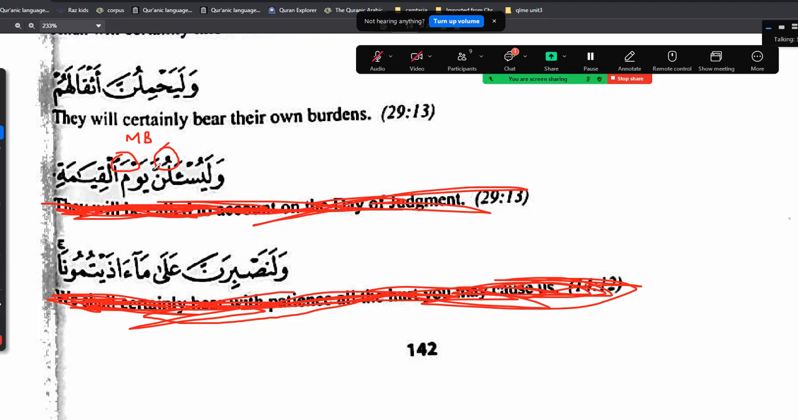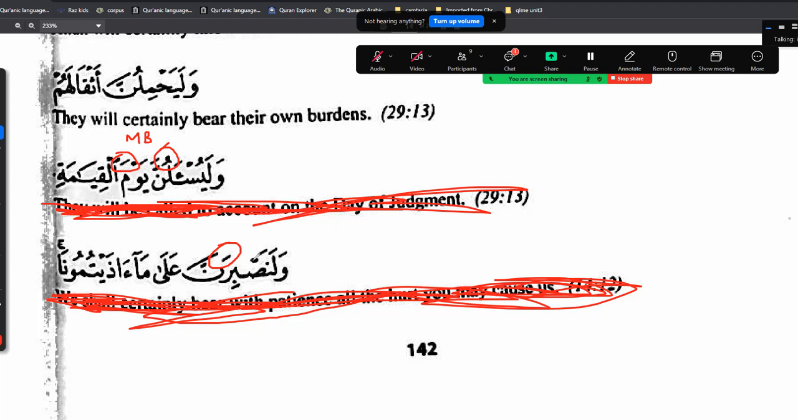Next we have وَلَنَصْبِرَنَّ عَلَى مَا آذَيْتُمُونَ. Is it singular, dual? What is it? Dual, I think. No. Very good. Duals always end with anni. So this one has a fatha, so this is singular. وَلَنَصْبِرَنَّ. Okay. Translate.